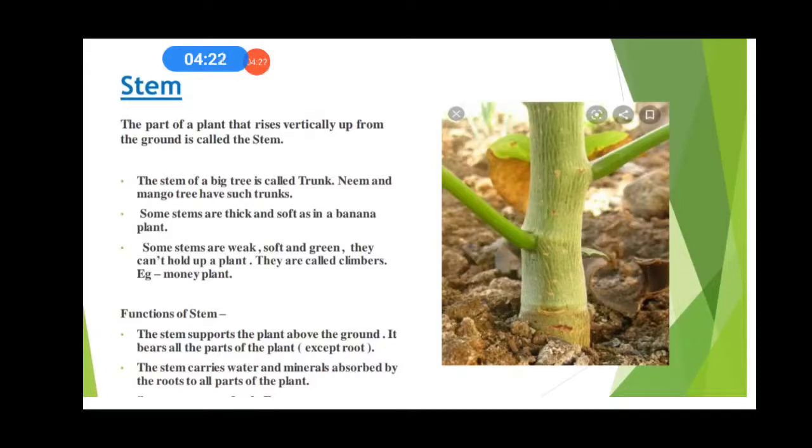Now move to functions of stem. The stems support the plant above the ground. It bears all the parts of the plant. Means it holds all the parts of the plant except root. The stem carries water and mineral absorbed by the root to all parts of the plant. So these are the main functions of stem.